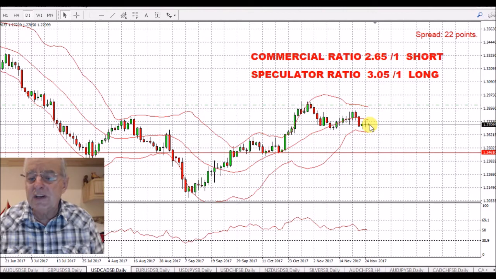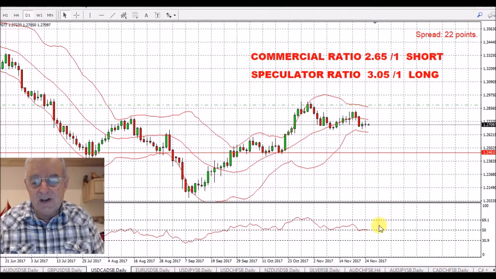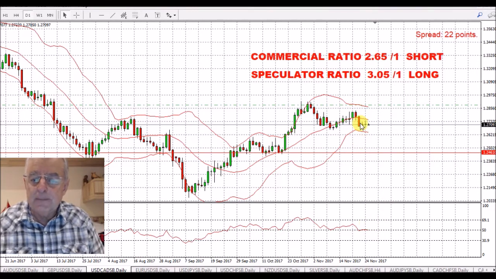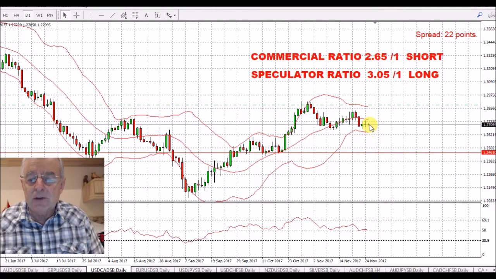If you look at the commitment of traders from last week, you can see how oversold the commercials are on the oil price. So we're just slightly above the 50 on the RSI, and I'm expecting a bounce up from here.